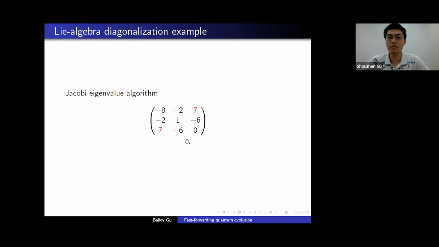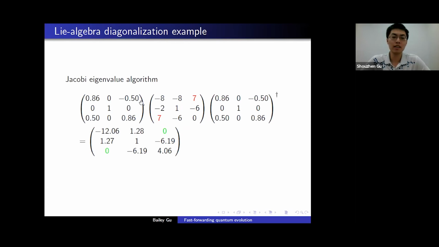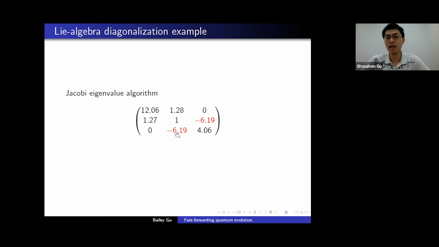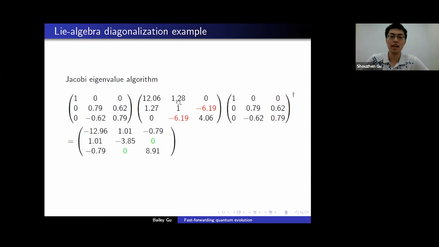Then we apply a Givens rotation to eliminate this entry. So basically we conjugate by a matrix like this, acting only on the first and third rows and columns, which will eliminate the 7. Then we can repeat this process. So look at the new matrix that we have and identify the largest off-diagonal element, which is the minus 6.19, apply a Givens rotation and get rid of that entry. So this time it'll be acting on the second and third rows and columns, and we can zero out that entry.